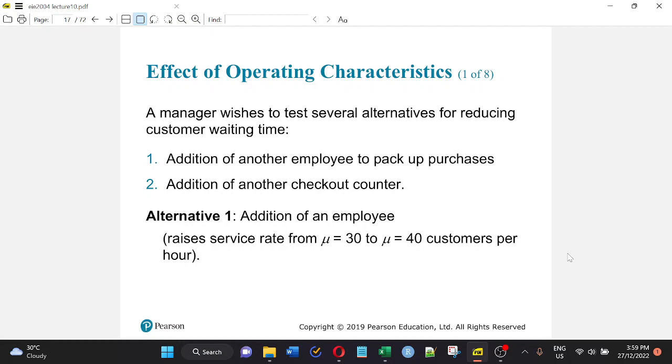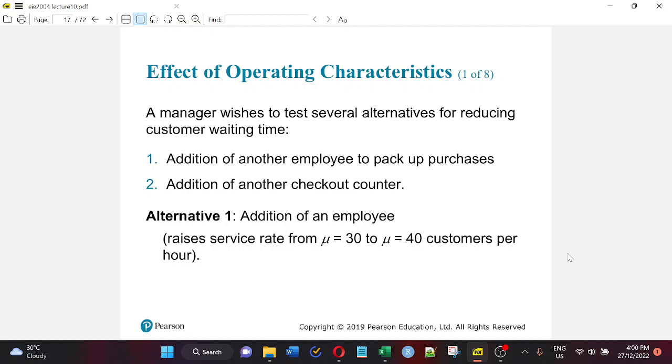Now let's look at this. The first alternative is to add another employee to pick up purchases. So you still have one counter, but instead of just having the cashier do everything, they want to add another employee to put everything in the plastic bag, or to pack up the purchases, and then the service time will be faster. And number 2, they want to add another checkout counter. So now we are having 2 checkout counters instead of 1.